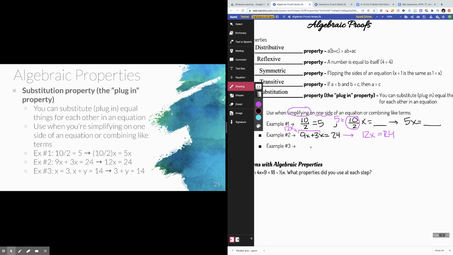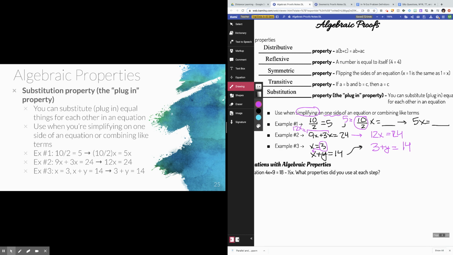I'm just simplifying on one side of an equal sign. Okay, and then my third example for you here is if you're given this information: I know that x is equal to 3, and I also know that x plus y is equal to 14. Well, I can't solve this second equation because there are two variables, but I can say, wherever I see an x, I'm going to plug in a 3 instead. So I'm going to put the 3 right there. So what you end up with is 3 plus y equals 14. I plugged in a 3 where the x used to be. That's why you'll hear me call it the plug-in property.